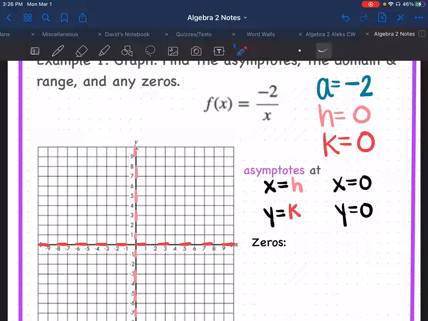But since you got 0 for these, since you got 0 here, and your x-axis is an asymptote, there are actually no zeros. There are no zeros because what a 0 really is, is an x-intercept. And your graph is not going to touch the x-axis, right? There's your x-axis right there. This graph isn't touching it, so there are no zeros to this function.